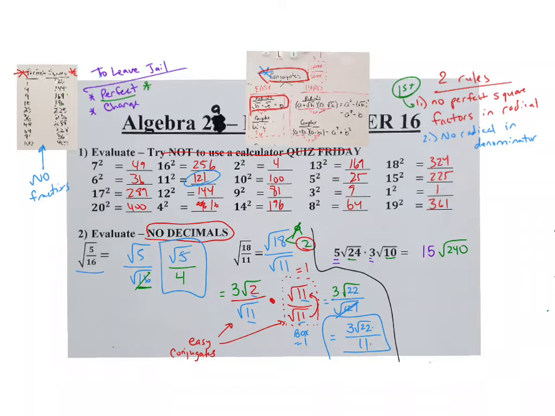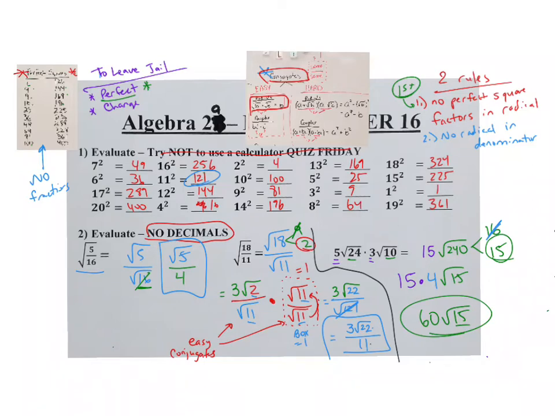So I have 240 is 16 and 15. 16 is perfect. So 16 gets to leave jail. He multiplies. So this green 16 turns into this blue 4. And this 15 stays in jail forever. 15 times 4 is 60, so I end up with 60 square roots of 15. You always do double check and make sure there's not a number on this list that goes into 15, and there's not. That's just to make sure you didn't mess up and have to do it a second time. So that's it.